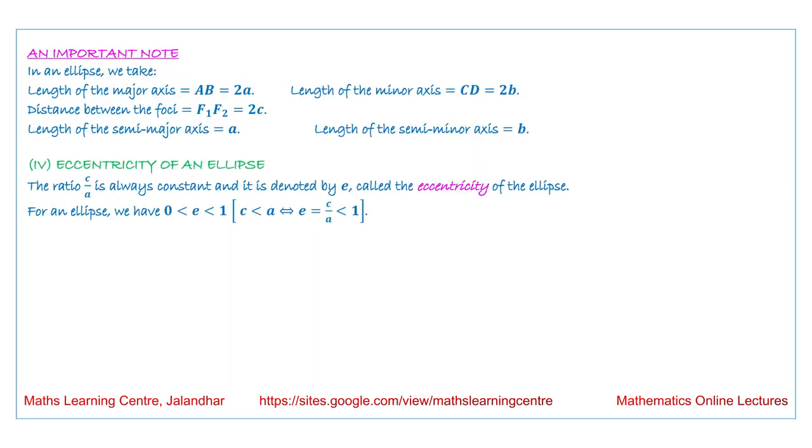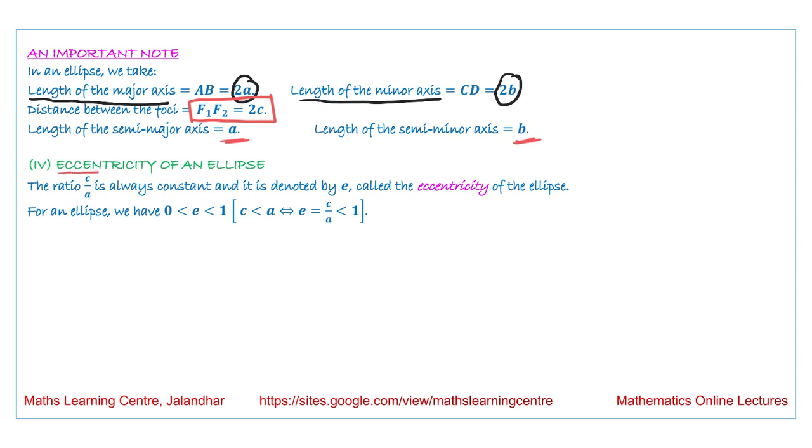When we are talking about an ellipse, we consider the length of the major axis to be 2a. The length of the minor axis we consider to be 2b. Similarly, the distance between the foci we consider to be 2c. These are just the notations. Then the length of the semi-major axis we consider to be a, and the length of the semi-minor axis b. Half of the length of the major axis and the minor axis are called the semi-major and semi-minor axis. This is the way we generally denote them, with a and b.